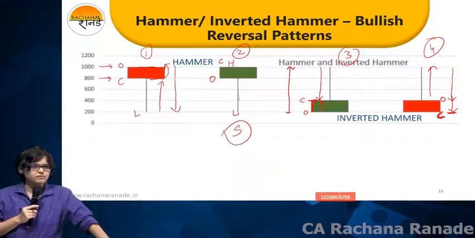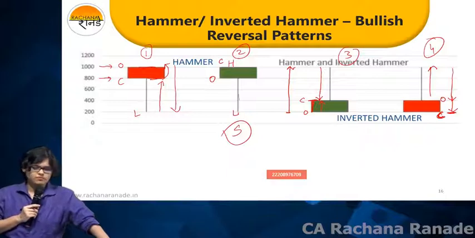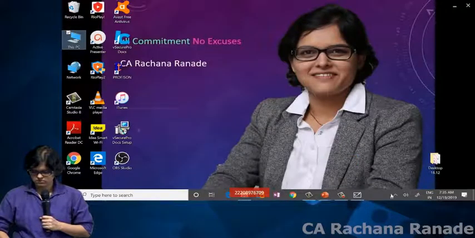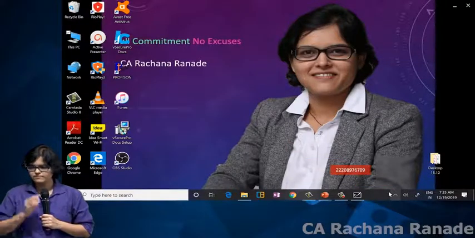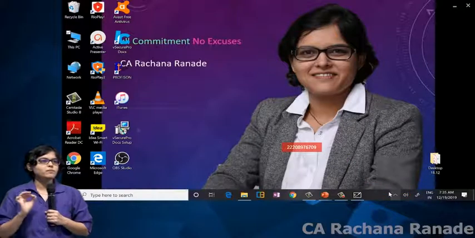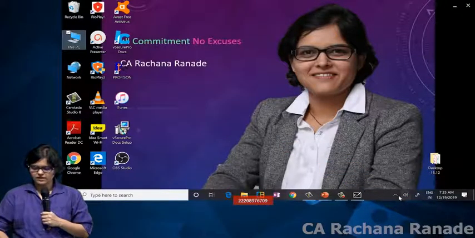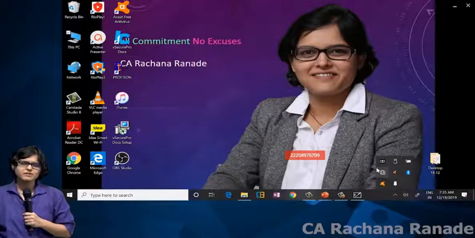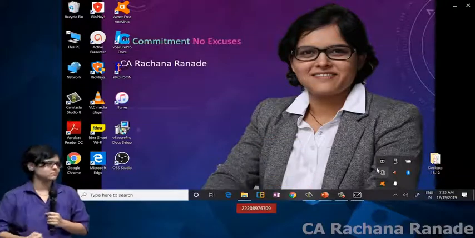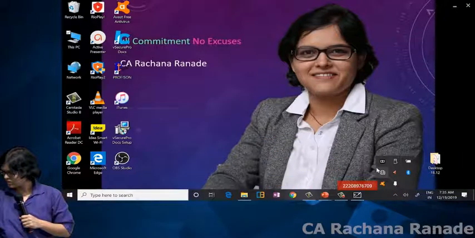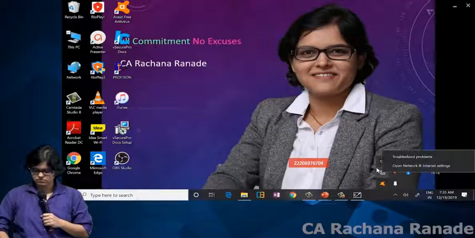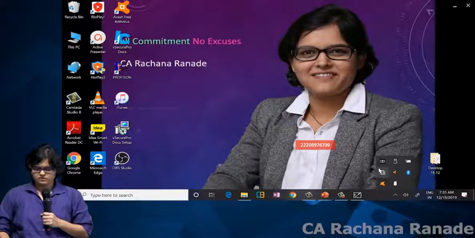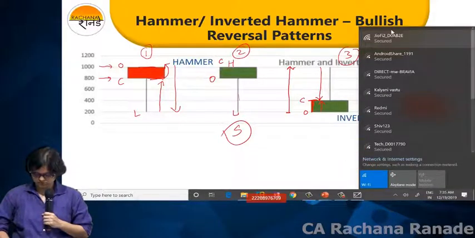Hammer / inverted hammer, formed at the end of a downtrend, with a bullish candle, are a bit stronger, better word, are a bit powerful, as compared to what? As compared to bearish candles.